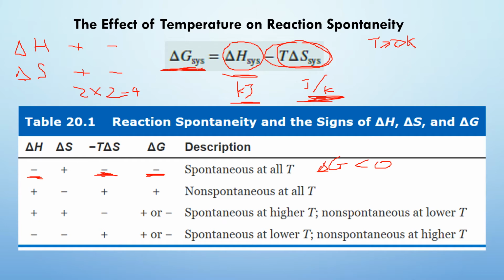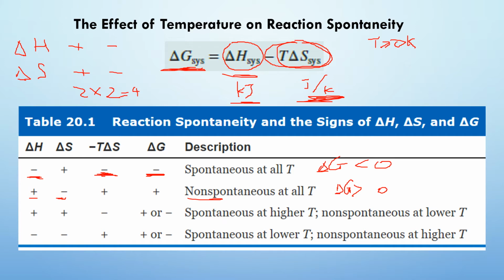But on the other side, if you have a positive delta H and a negative delta S, that will make delta G greater than 0 all the time, because you have a positive number and then add another positive number. So delta G will be positive all the way, and it is non-spontaneous at all temperatures.